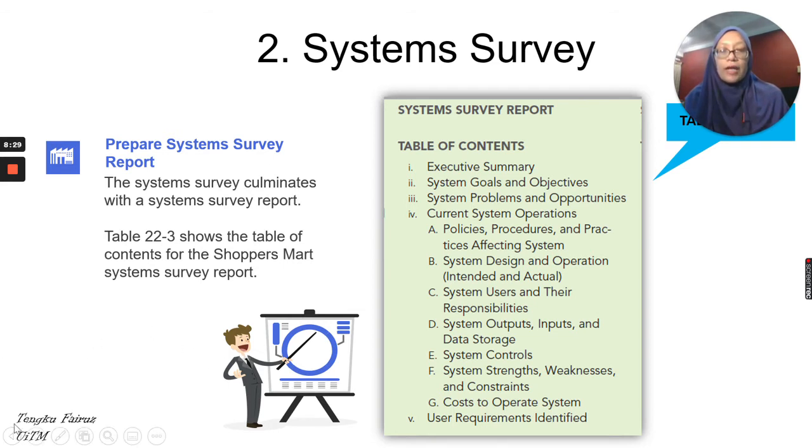So the system survey culminates with the system survey report. You can refer to table 22.3 also, which shows the table of contents of the Shopper's Mart. So this is the content for the system survey report: the system goals and objectives, the problems and opportunities. And then basically the main part of the system survey report is the current system operation: the policy and procedure, the system design operation, system users and their responsibility, outputs, inputs, data storage, control, strengths, weaknesses, and so on. Those are the information related to the current system, so they will put it in the system survey report.